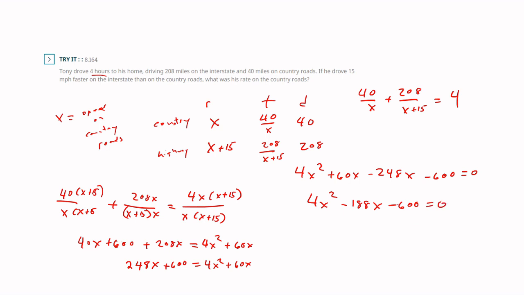Okay, so we've got it here. Now, do these all divide by 4? That would really make our life easier. It does. So we have to solve this with the zero product property, and that's going to be hard, but we can pull out a GCF. Okay, so we need two numbers that multiply to get negative 150. So they're going to have opposite signs, and they're going to add together to get 47. So let's do this.